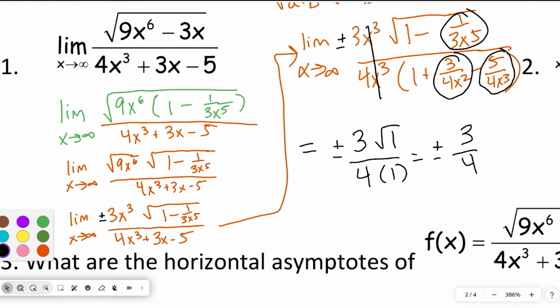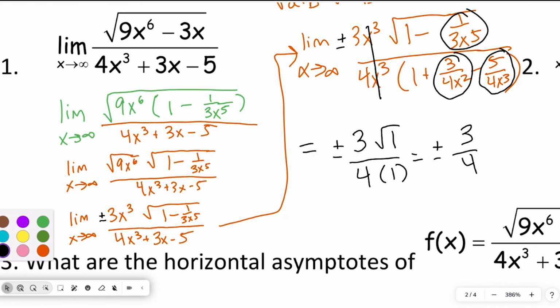And think about the signs. So let's say you plug in like 100 million, okay? Is the numerator going to be positive or negative? Positive. Is the denominator going to be positive or negative? Positive. Also positive, yeah? Really, you're just looking at those leading terms, right? If this was a negative, if this is like negative 4, then it would be negative.